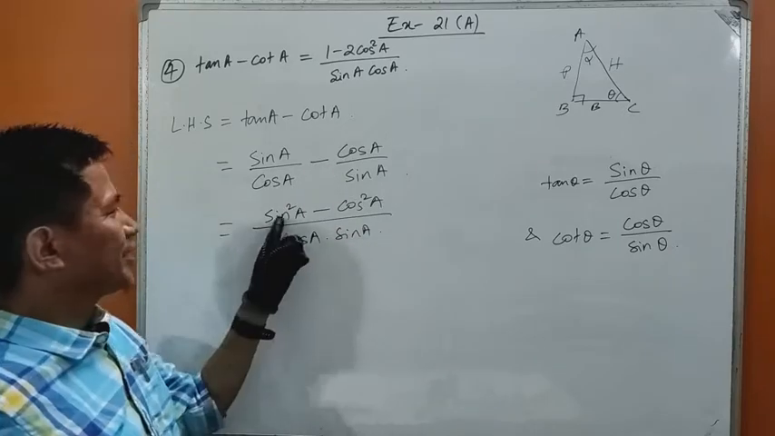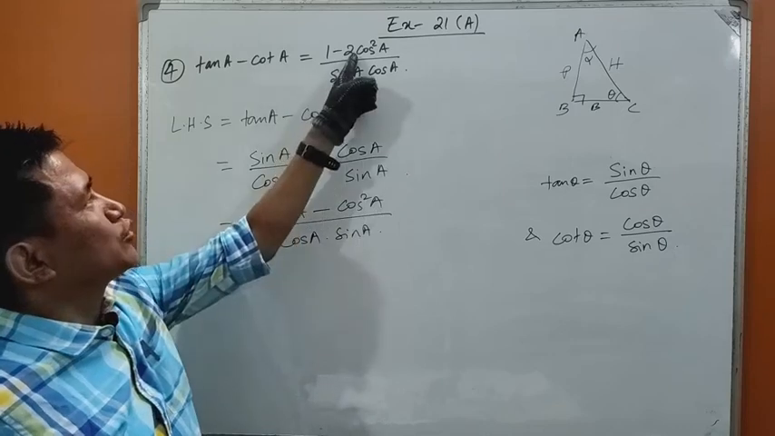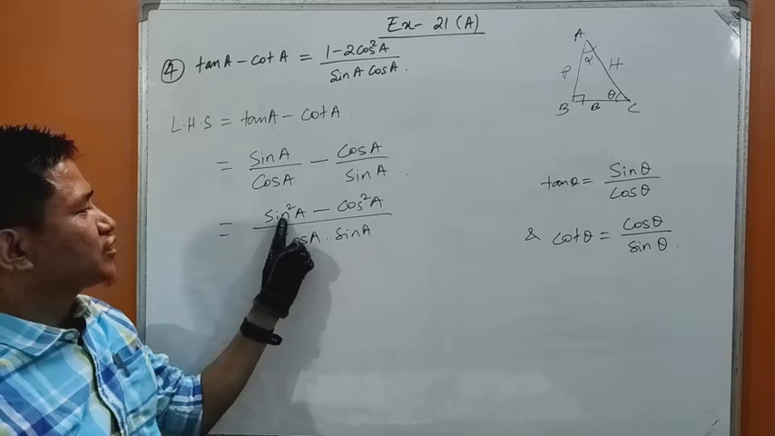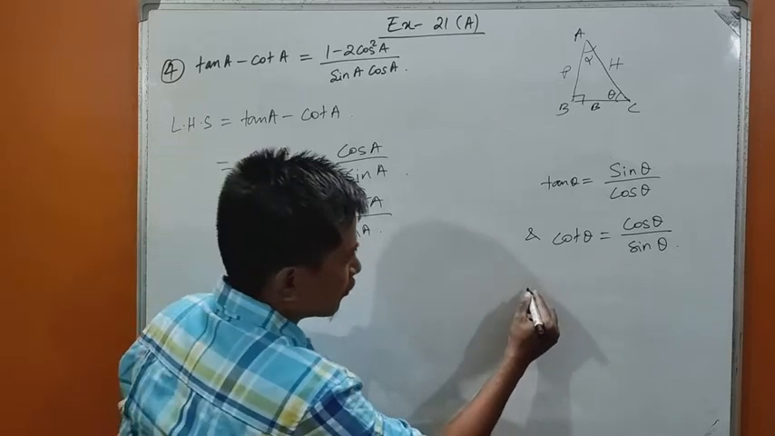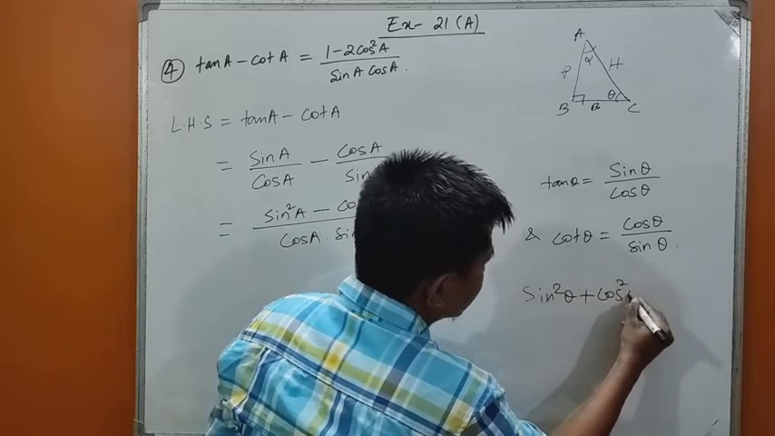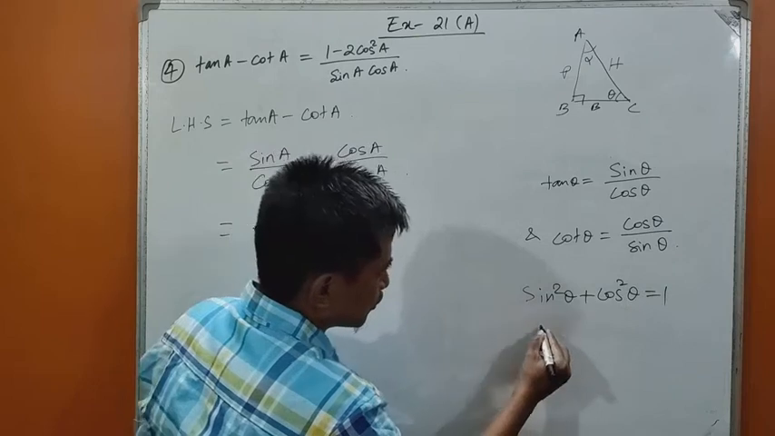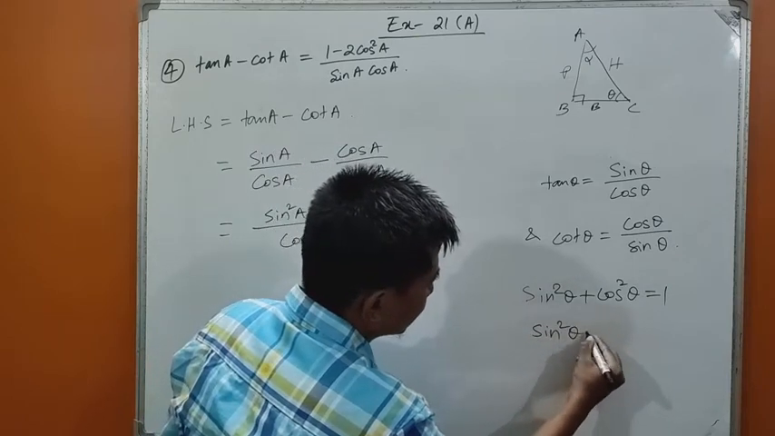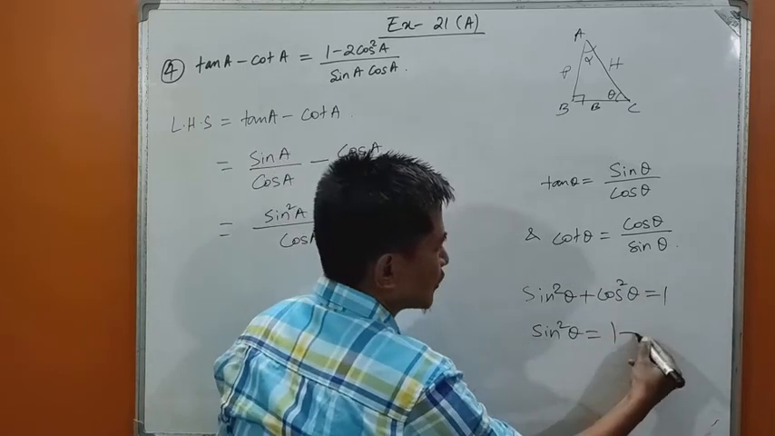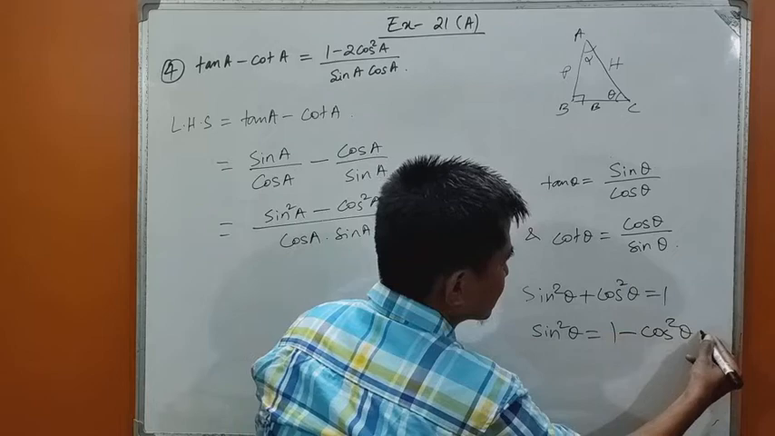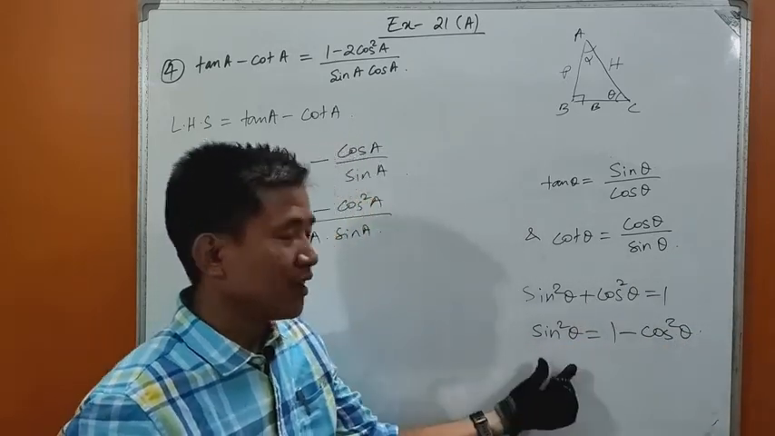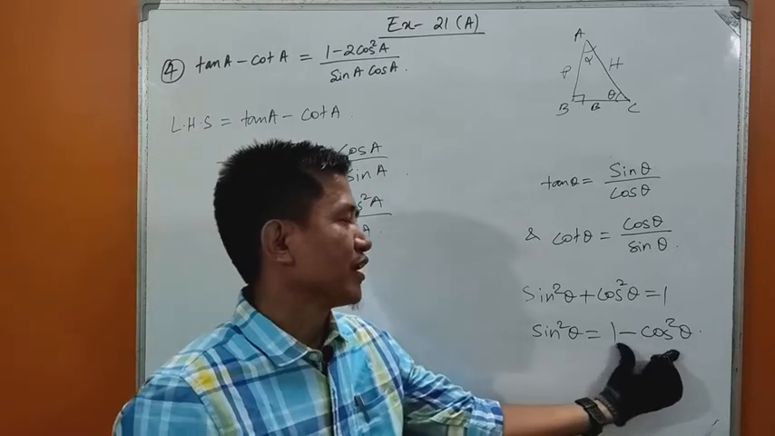Now we have sin square A minus cos square A, but we need 2 cos square A, we need cos square A in the numerator. So let us convert this sin square A to cos square A form. Since we know the formula, sin square theta plus cos square theta equals to 1, isn't it? So sin square theta can be written as 1 is already in the right hand side. Let us take this plus cos square theta, which becomes minus cos square theta in the right hand side. That means sin square theta equals to 1 minus cos square theta.